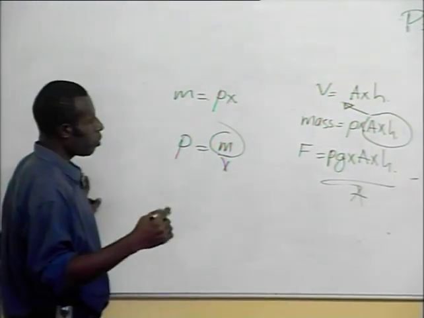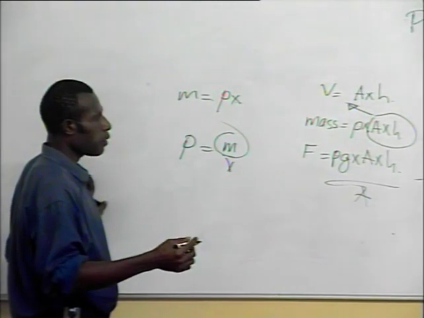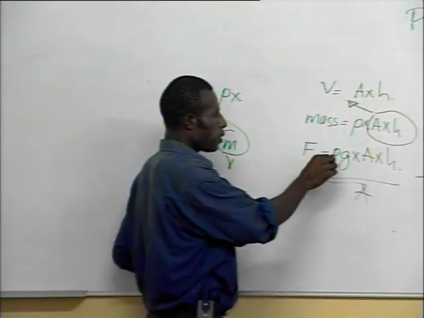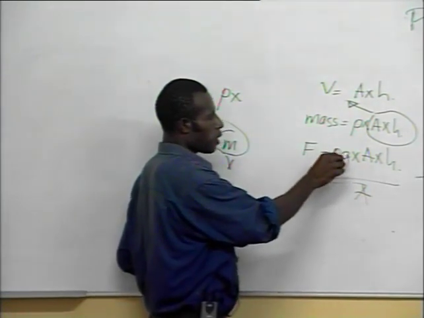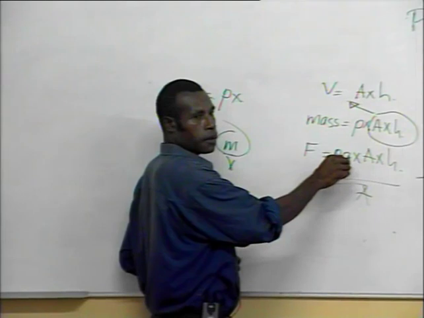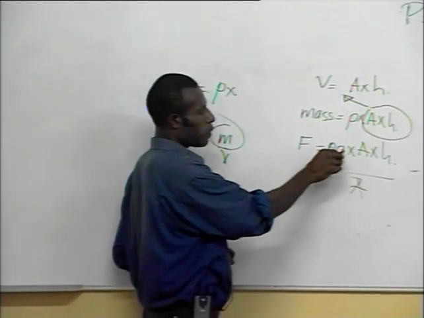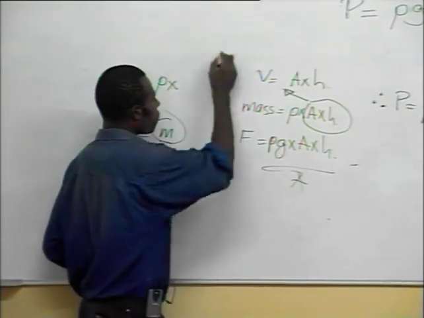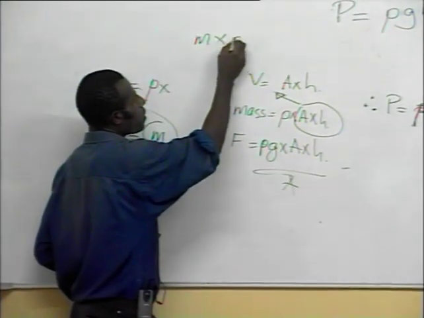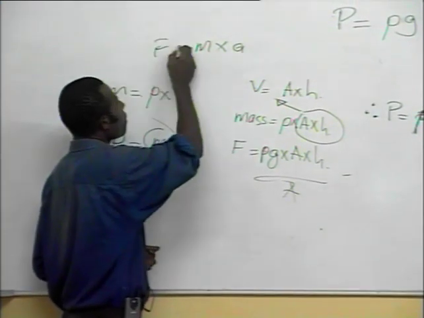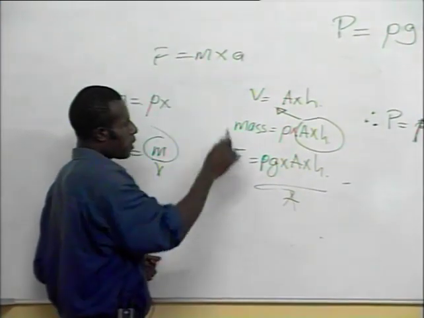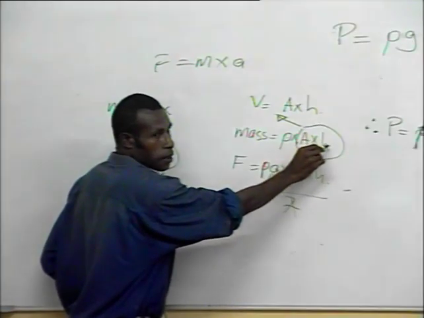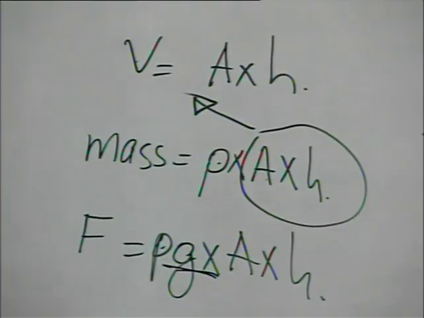Now, when you go further, you are trying to calculate the force. Force equals mass times acceleration, and in this case you are given the mass as density times area times height, and this g now comes in.